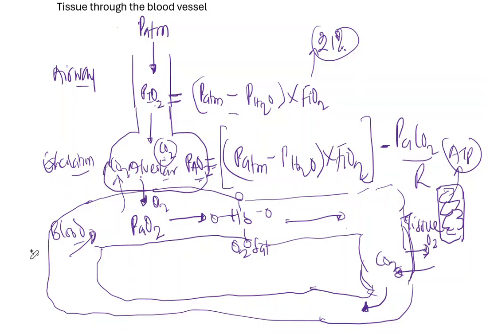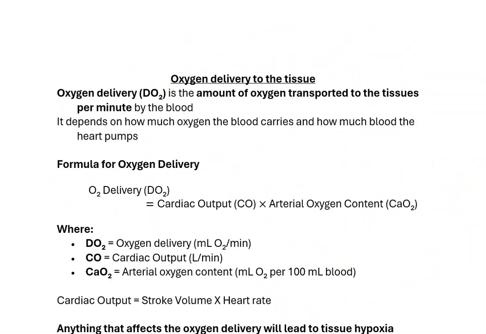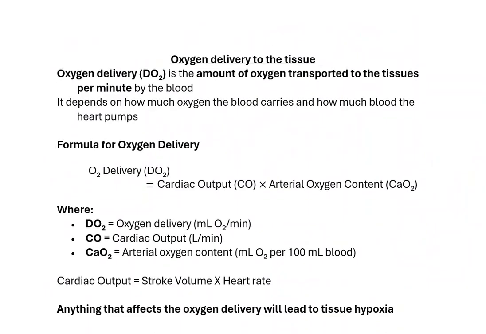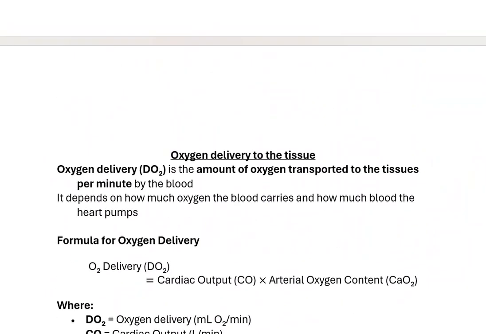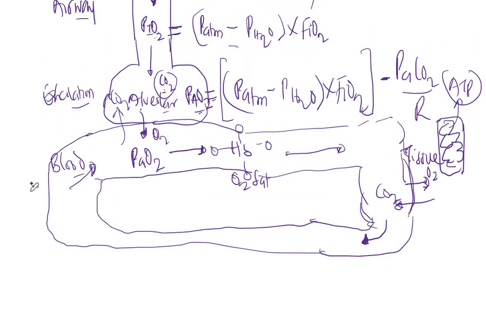So if you understand this, then you can understand the things that cause tissue hypoxia, right? So if we go to the next diagram, what's going to be our oxygen delivery to the tissue? When we talk about oxygen delivery, what determines the oxygen delivery to the tissue?